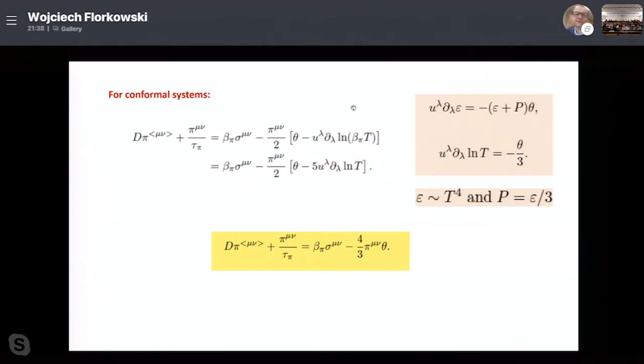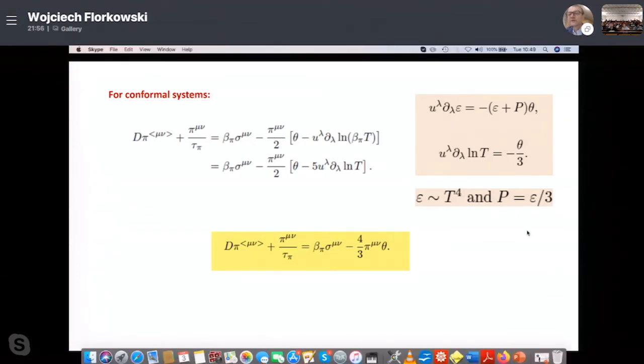For instance, energy density should go like T to the fourth. Also pressure should go like T to the fourth, but the energy-momentum tensor should be traceless. So the pressure is 1/3 of the energy density. Also, the hydrodynamic equation is quite simple, because energy density is a function of temperature only. Pressure is 1/3 of energy density.